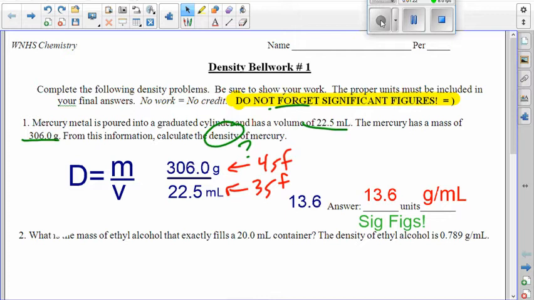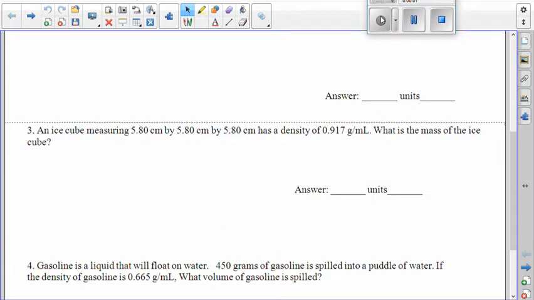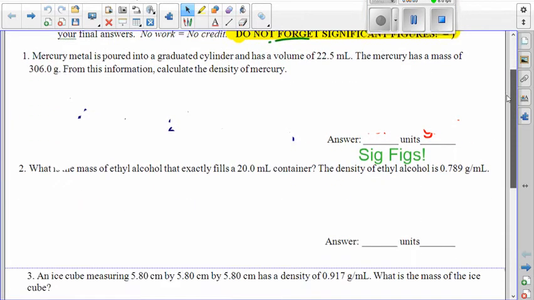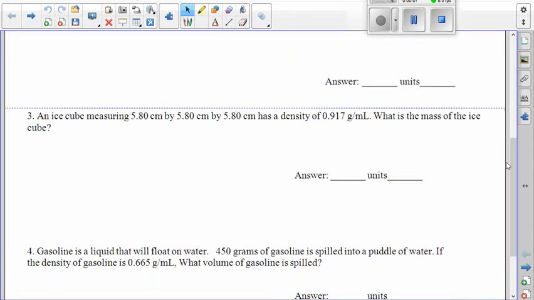Remember, on your quiz, you will need to solve for density like this. But you also need to be able to solve for mass and for volume. So you've got to be able to rearrange that equation and get mass and volume by themselves as well. People want to talk about number 3 on this density bellwork number 1. It's good practice for your quiz coming up next week.